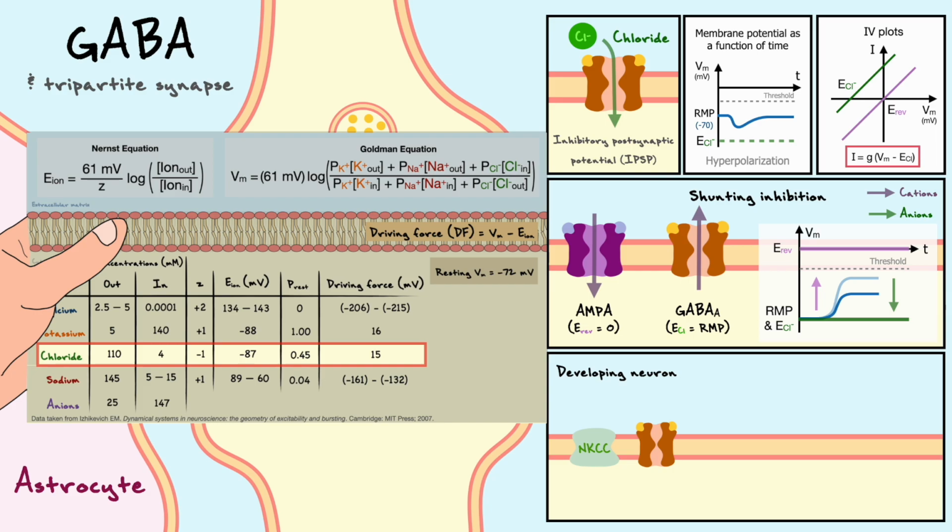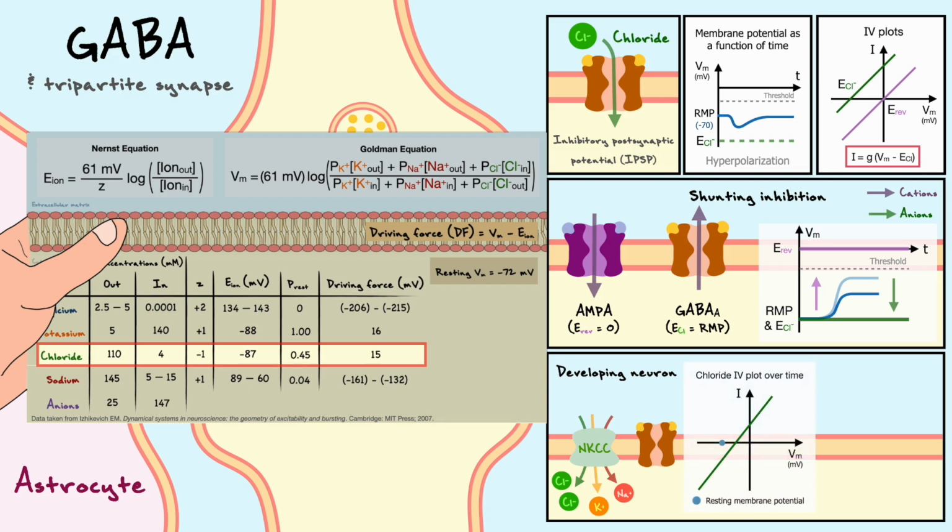Early in development, the chloride concentrations are mainly controlled by the NKCC cotransporter, which transports 1 sodium, 1 potassium, and 2 chloride ions inside the cell. As a result, the internal concentration of chloride is very high and its equilibrium potential becomes higher than the resting membrane potential. Thus, when GABA receptors open, chloride ions leave the cell and cause a depolarization.